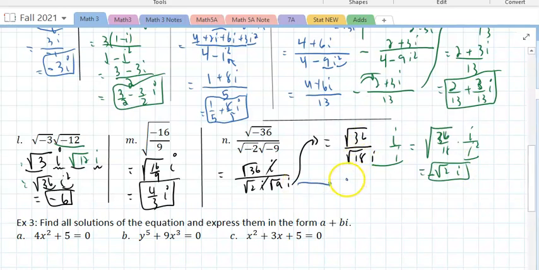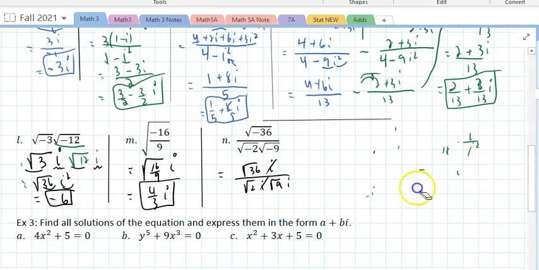Or you could say that's the square root of 36, which is 6 over radical 2 times 3i, right? And even though I'm supposed to work downwards, I'm going to work sideways. That's fine. Let's do that, so that nobody's confused. Let's run this one more time.